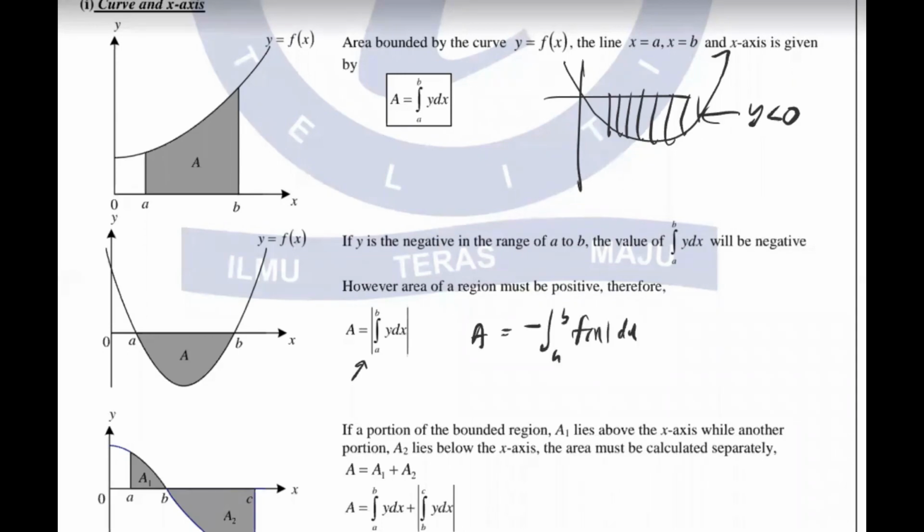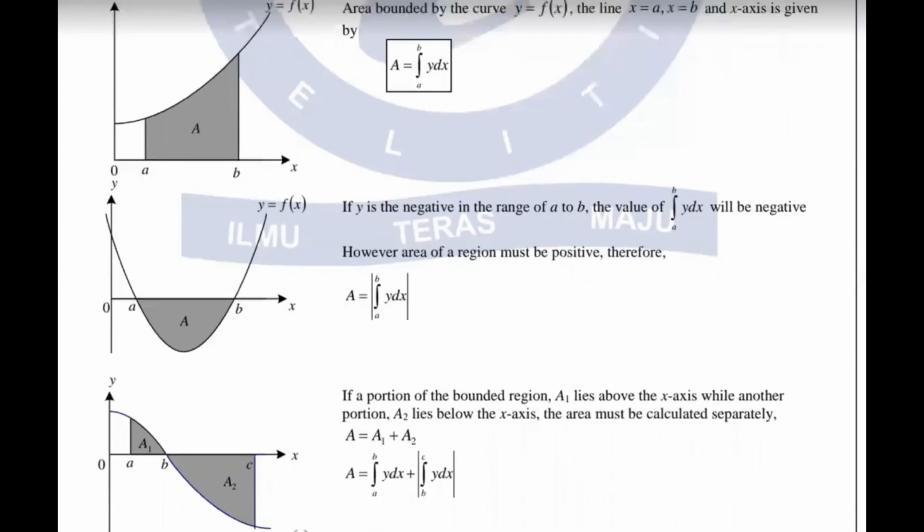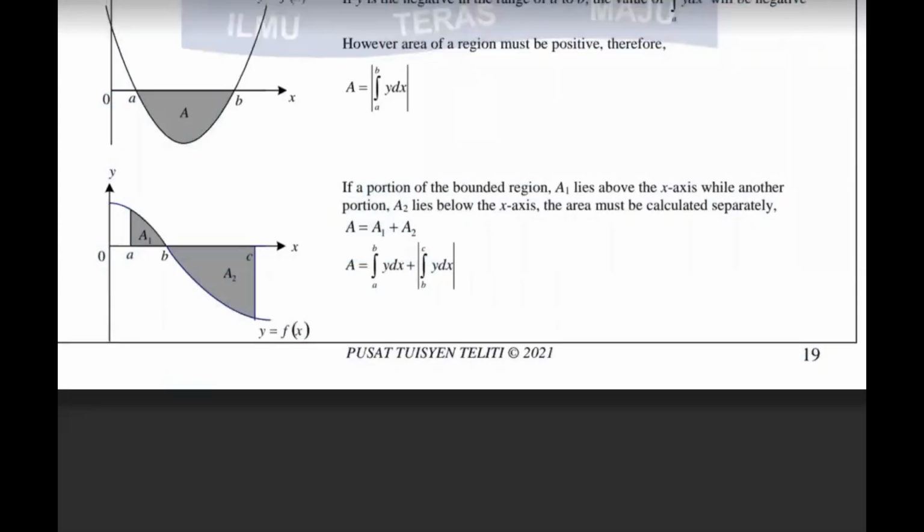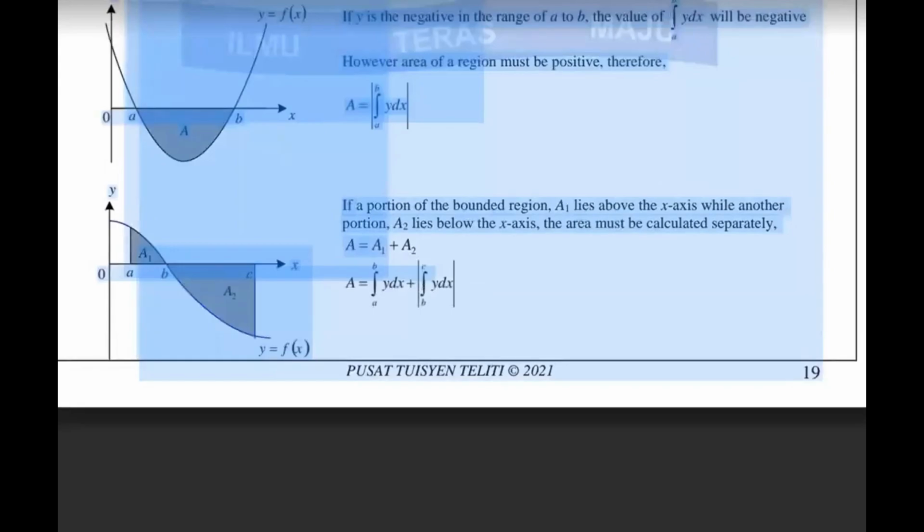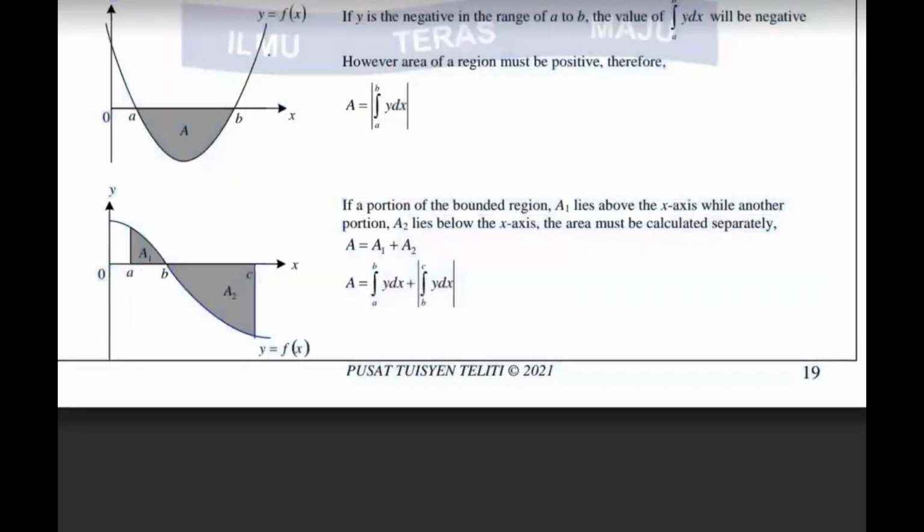But what if part of the graph is above and part of the graph is below? Then you have to integrate them separately. The one above is positive, the one below is negative. If it's negative, what do you do? You either take the modulus or you put a negative in front. Okay, understand? All right.